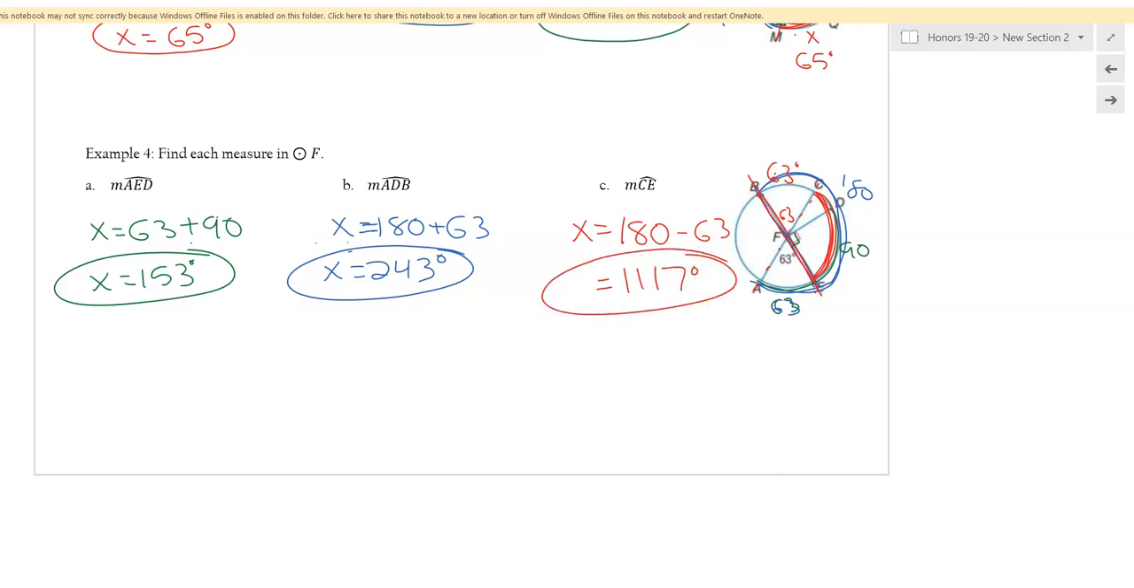Okay. So again, a lot of this is just practice to get you better at knowing, am I adding, am I subtracting? What other angles can I use? And we'll be practicing that a little bit tomorrow.